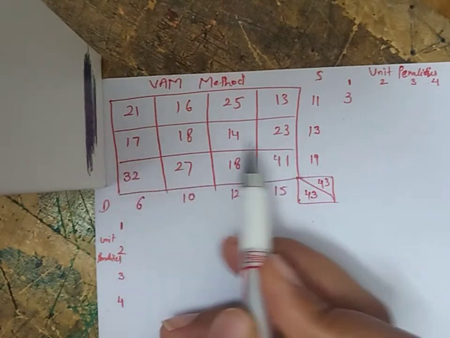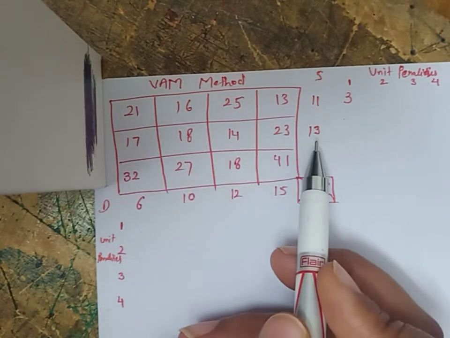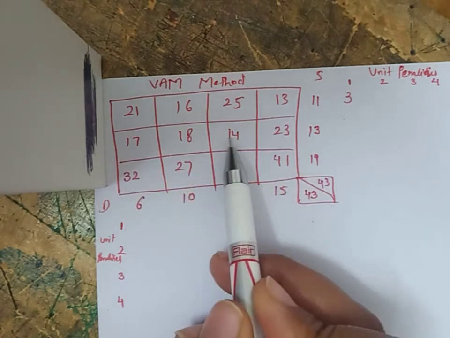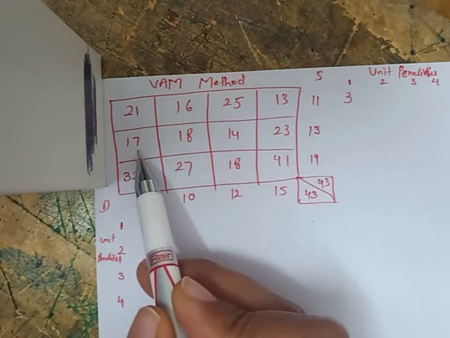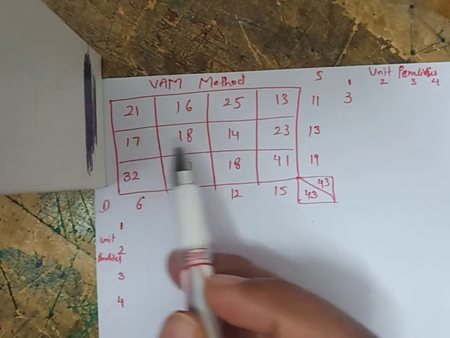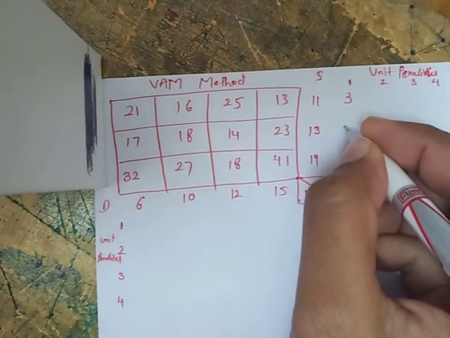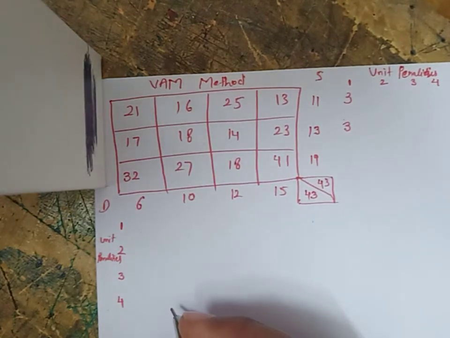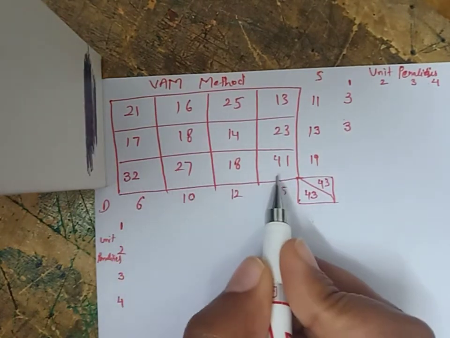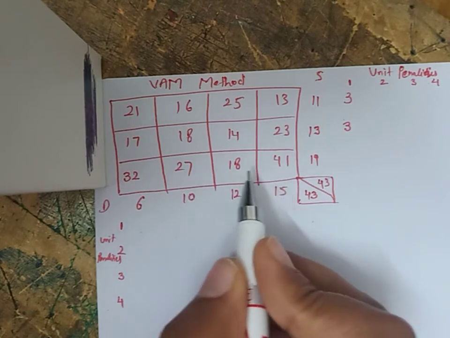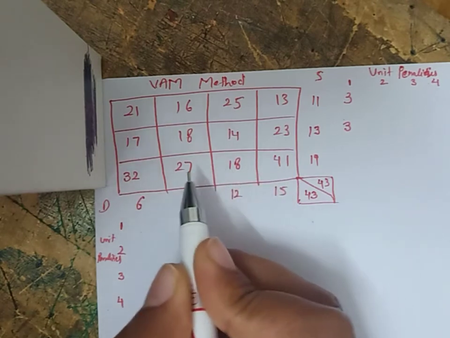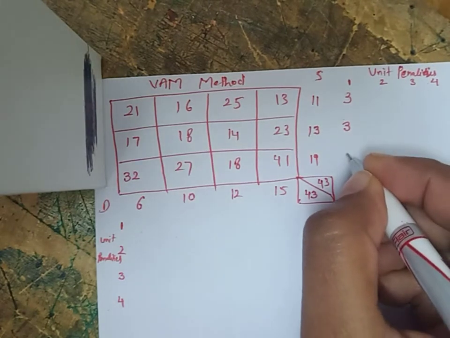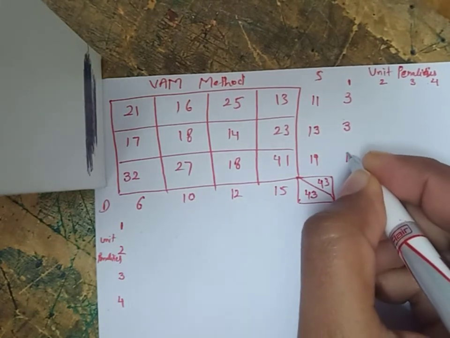Similarly, in row 2, tell what are the lowest cells? 14 and 17. Means the difference between 17 and 14 is unit penalty. What is it? 3. In the last row, 18 and 27. The difference is 9.